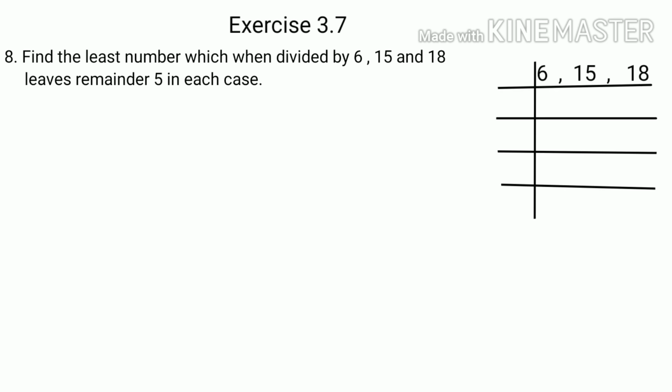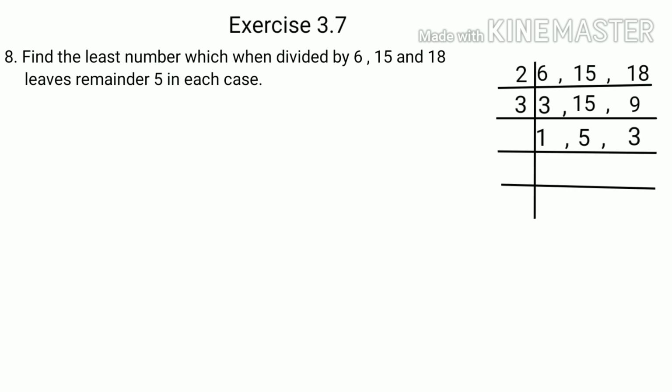Now since 6 and 18 are divisible by 2, let's start with the smallest prime number 2. When 6 is divided by 2, we get 3. 15 is not divisible by 2, so we bring down 15 as it is. And when 18 is divided by 2, we get 9. Now, all these numbers will be divisible by 3, so we divide them by 3. When we divide 3 by 3, we get 1. When we divide 15 by 3, we get 5. And when we divide 9 by 3, we get 3.